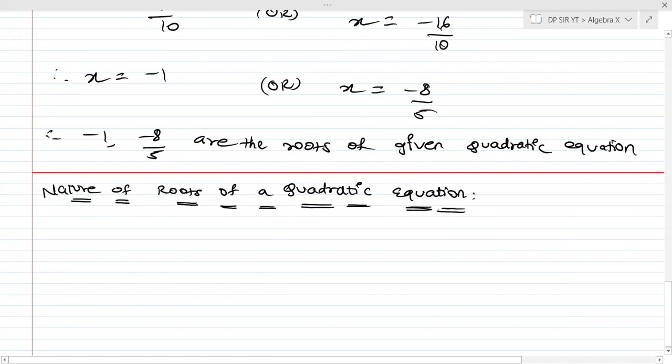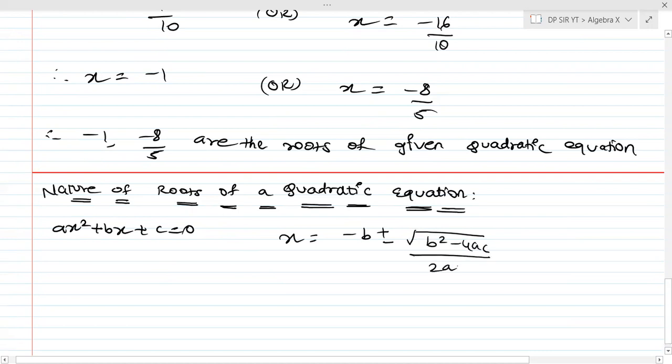So see, the root of a quadratic equation, first of all you should be very thorough about the formula which you have studied. What is the general form? It is ax square plus bx plus c is equal to 0. From this I get the values of a, b and c. Okay, so what is its root? We can find it using the formula x is equal to minus b plus or minus under root of b square minus 4ac, upon 2a. Entire thing upon 2a.